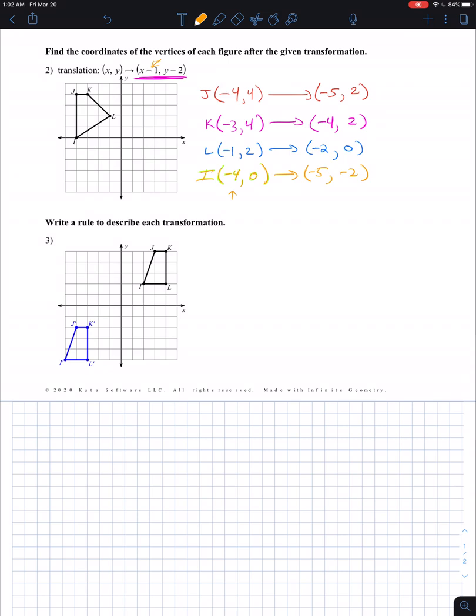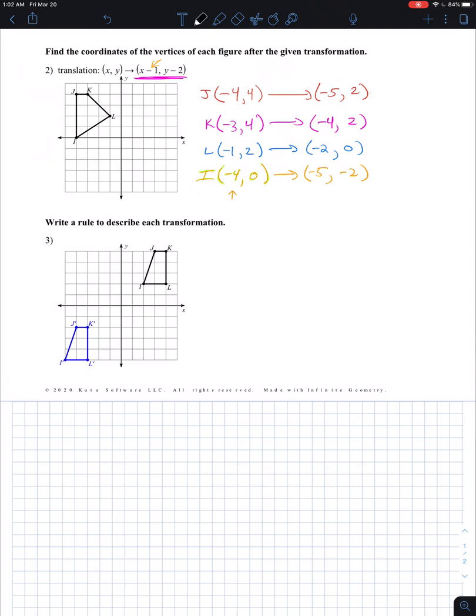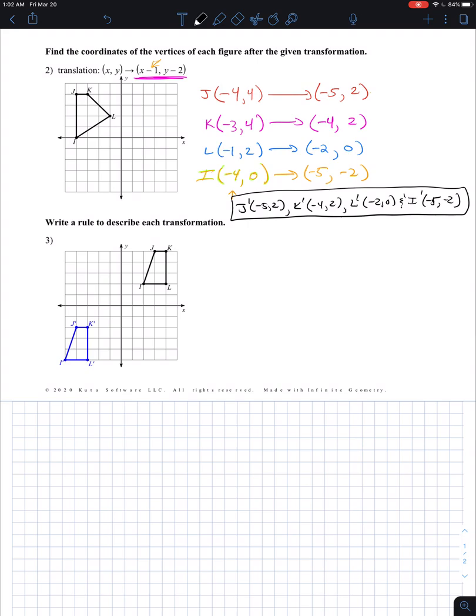Well, here they are. I'll write it down here. J prime is -5, comma 2. K prime is -4, comma 2. L prime is -2, comma 0. And I prime is -5, comma -2. And that wraps up number 2.